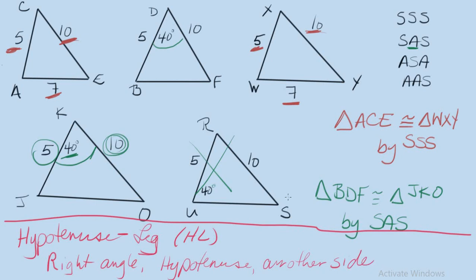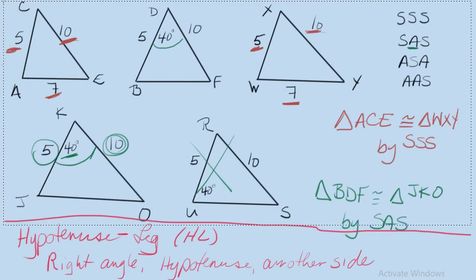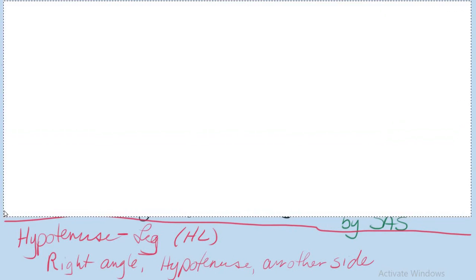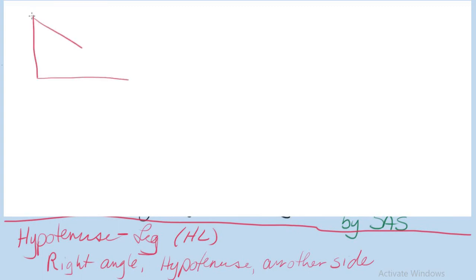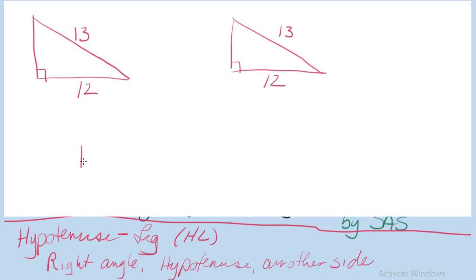So what that means is, give me 1 second. I'm going to delete this. See how well I do. I did okay. So let's say oopsies, didn't work. There we go. So if we have 2 right triangles, and you know they're right triangles because they have a right angle, and let's say I told you the hypotenuse is 13, and I told you that this side is 12, and this side is also 12. By hypotenuse leg, we know that triangle 1 is congruent to triangle 2.